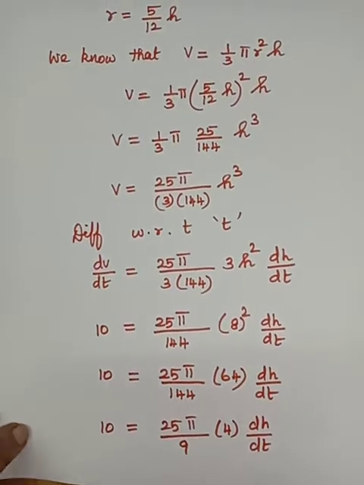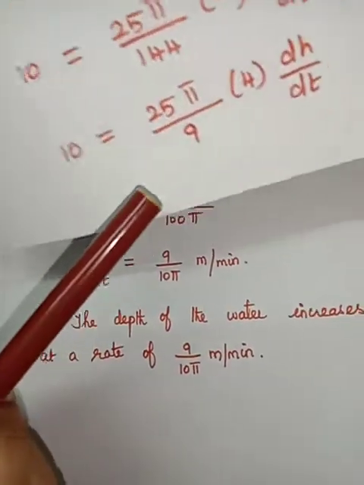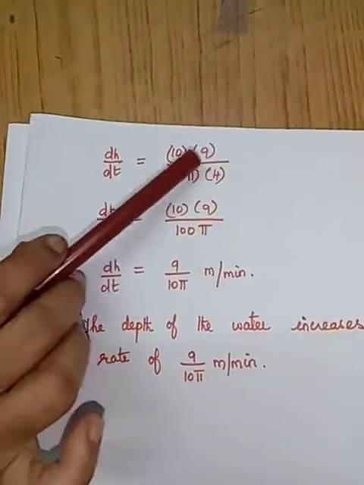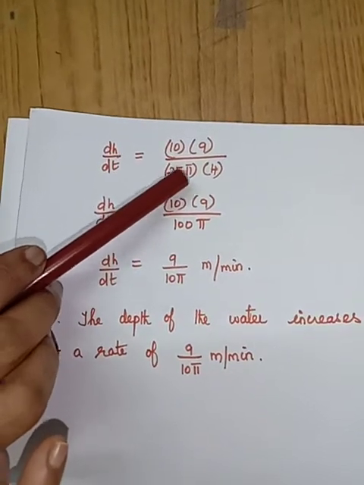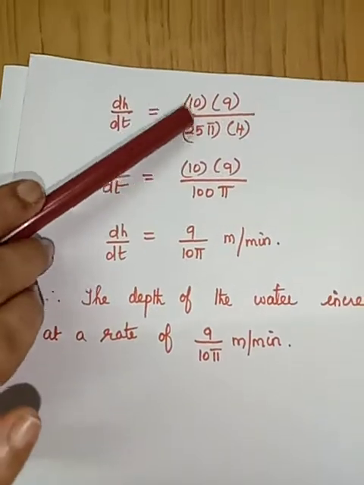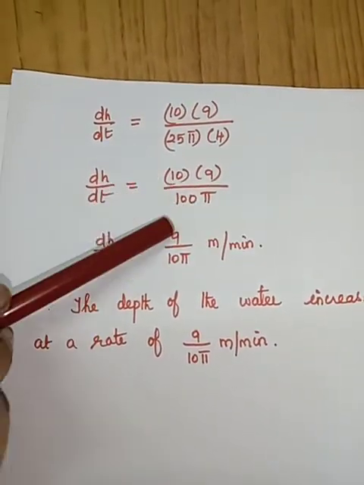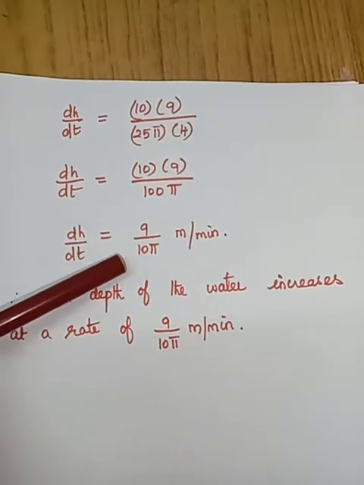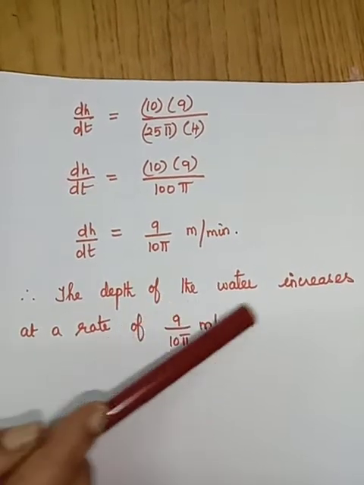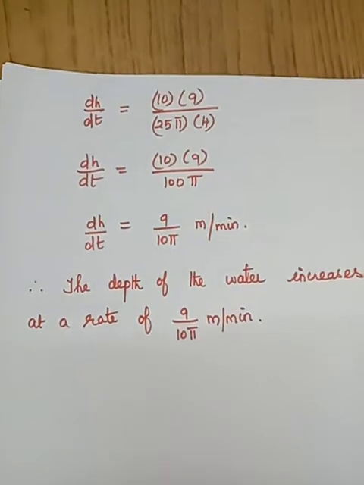From this your dH by dt is equal to, so the 9 is in the denominator. When you take it to the other side, 10 into 9 divided by 25 pi into 4. If you cancel, 10 into 9, and 25 into 4 is 100 pi. So when you cancel it, your answer is 9 by 10 pi meter per minute. So the depth of the water increases at a rate of 9 by 10 pi meter per minute.